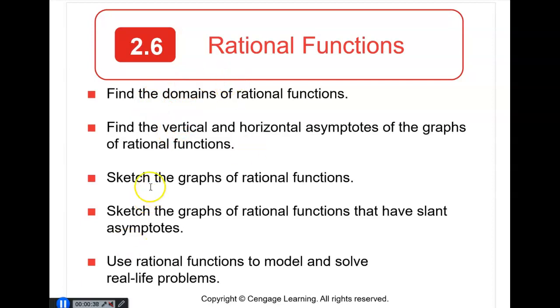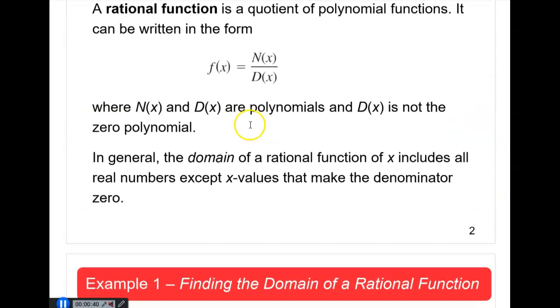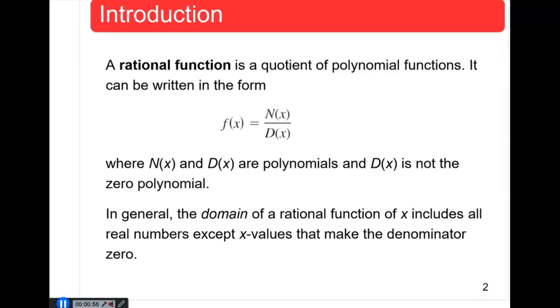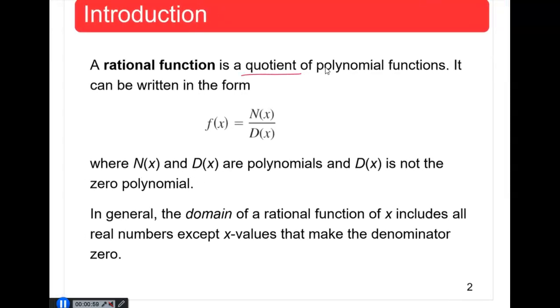So let's get started. The definition of a rational function is the quotient of two polynomial functions. So what we mean by that is the quotient is also the ratio. So rational is derived from an extension of the word ratio. And so it's going to be the ratio of two polynomial functions.